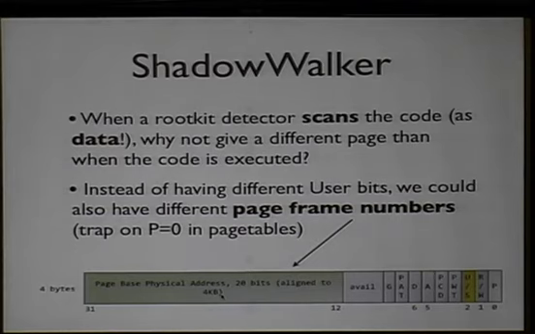So let's say you have a rootkit detector, or an antivirus that reads code and matches some pattern over it. How does it get that code into its registers to do its matching? It uses a move. That's not exactly what the move does, but like move, right? Okay, so it goes through the data path.